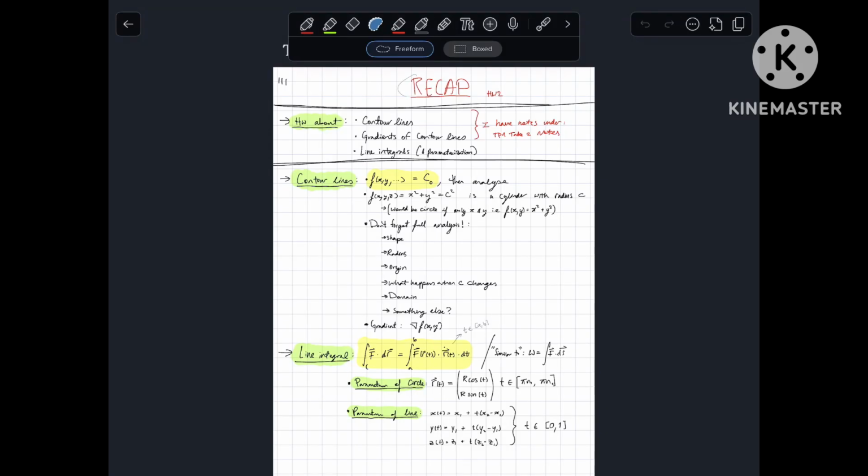This is homework 2. This recap is off center, so I'm just going to center that real quick. So this homework was about contour lines, gradients of contour lines, and line integrals and parametrization.